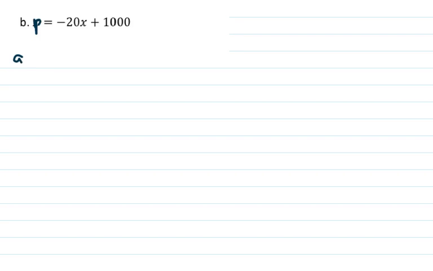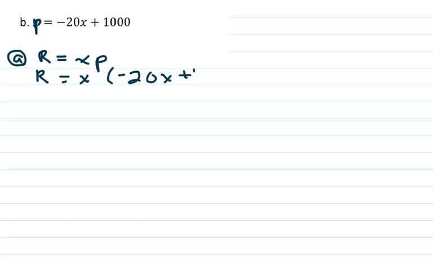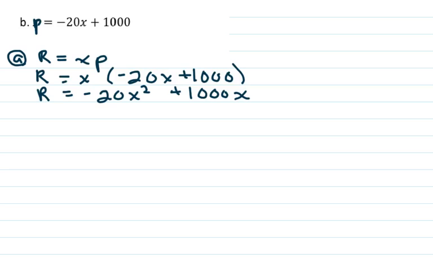The same idea. For part A, you're finding the revenue. Revenue equals X times P, where X again is always just X. So R equals X, and P is the price function, which is negative 20X plus 1,000. We distribute to finish what R is. So we get negative 20X squared plus 1,000X. So that finishes part A.